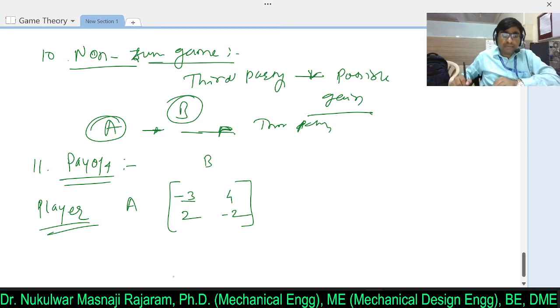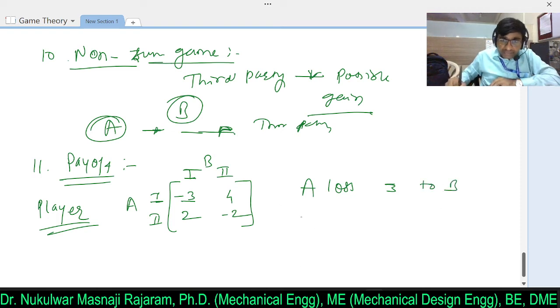So here if I write B, clear? A is losing minus 3 rupees to B. Let's say this is strategy 1, this is strategy 2. I consider strategy 1 for B, and this is strategy 2. So if A plays strategy 1 and B plays strategy 1, what is happening? A has a loss of rupees 3 to B. And if A plays strategy 1 and B plays strategy 2, in that case what is happening?